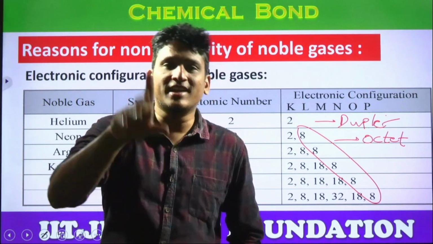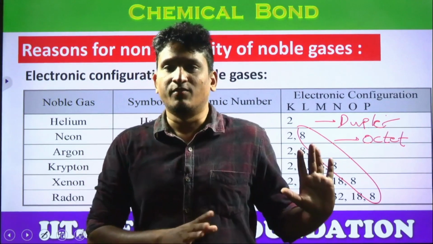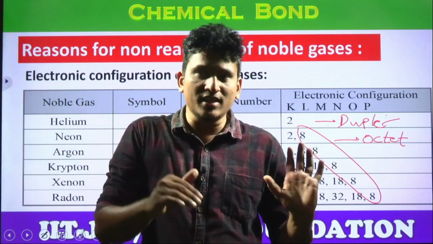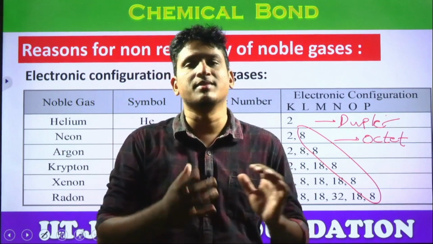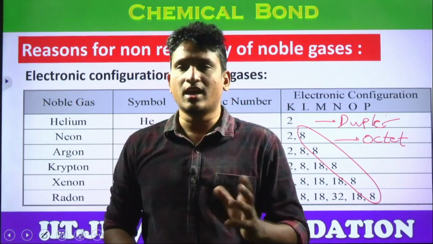They want to get 8 electrons. Sir, no. They already have 8 electrons, they are unreactive. Why are other elements reacting? Because they want to achieve this 8 electron configuration. How do they achieve it? That we'll discuss in the coming slides. Understood? So the noble gases except helium already have 8 electrons.